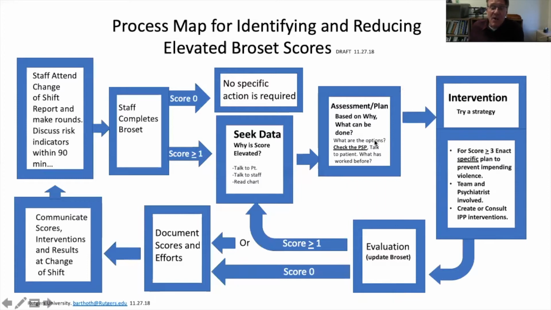If the intervention did work and the person's feeling a lot better and they are scoring a 0, then you can document that and go about your business. You certainly have plenty to do. So we call this a process map, and it's just a way of thinking about the flow and how the Broset violence checklist intersects with the rest of your work.